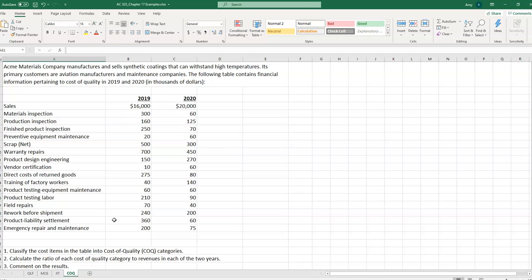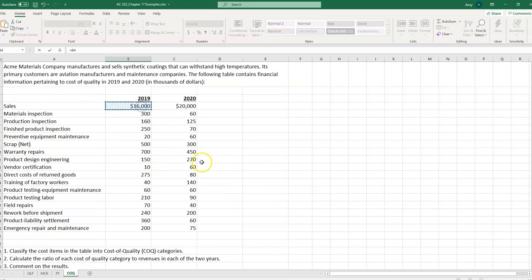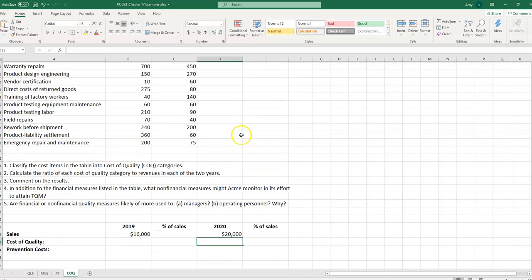Appraisal costs are testing and inspection costs. Internal failure costs are scrap and rework and things that happen to the quality of the product internally. And external failure costs are the failures of a product after it gets into the hands of a customer. So we're going to create this statement of our cost of quality. We start with the amount of sales. We have sales in 2019 of 16,000 and sales in 2020 of 20,000.